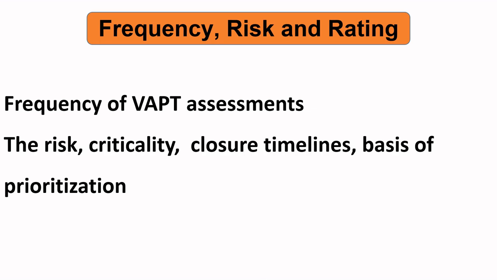Make sure the risk, criticality, and closure timelines, the basis of the prioritization, are described and implemented. Most likely, the standard closure timelines are generally 30, 60, and 90 days for high, medium, and low levels of severity issues. Sometimes an emergency patch or a zero-day patch, which is critical, needs to be implemented as soon as possible. Ensure asset discovery, including all hardware, software, applications, and devices that are connected to the network, is performed and well documented.